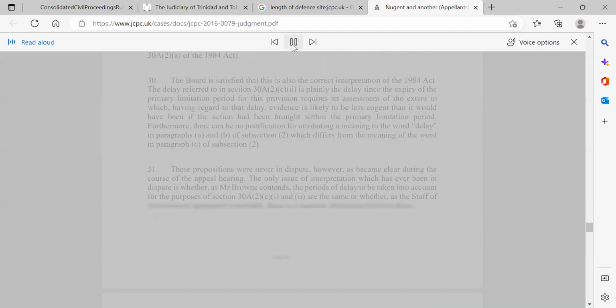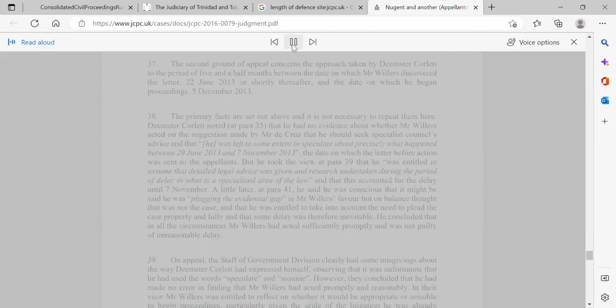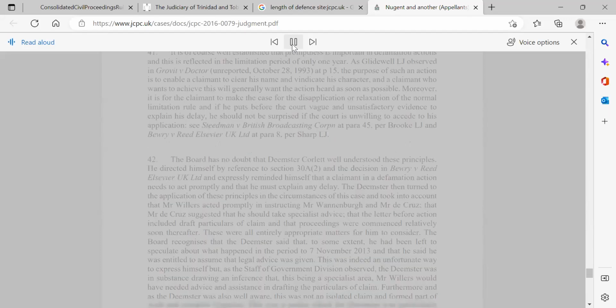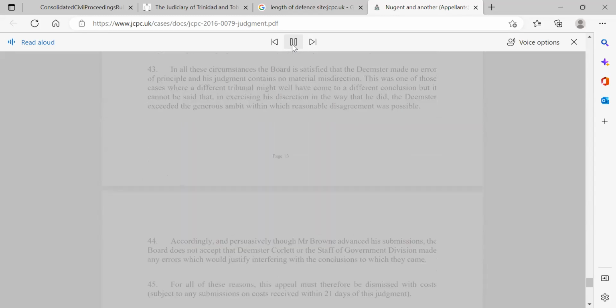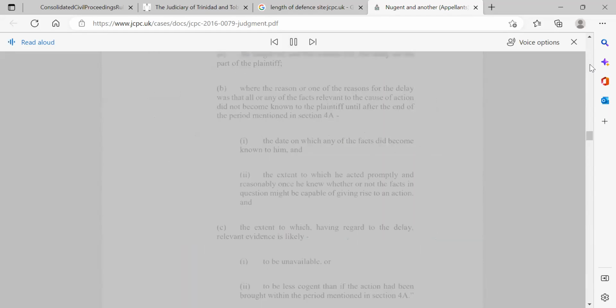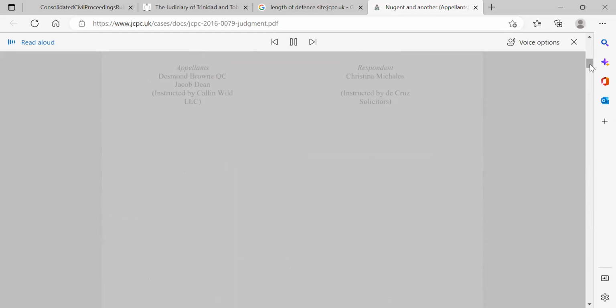28. There is indeed high authority for the first and second propositions for which Mr. Browne contends. In Thompson v. Browne, 1981, 1 WLR 744, the House of Lords was concerned with the proper interpretation of, inter alia, Section 2D, 3A, and B, of the Limitation Act 1939, as amended by the Limitation Act 1975.